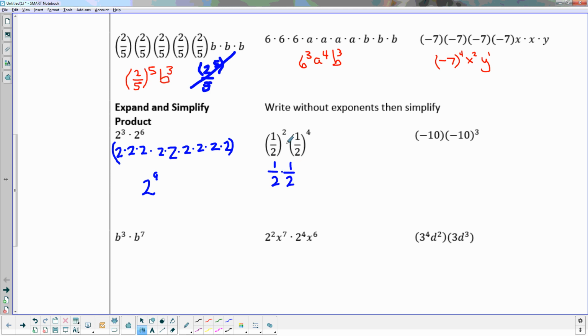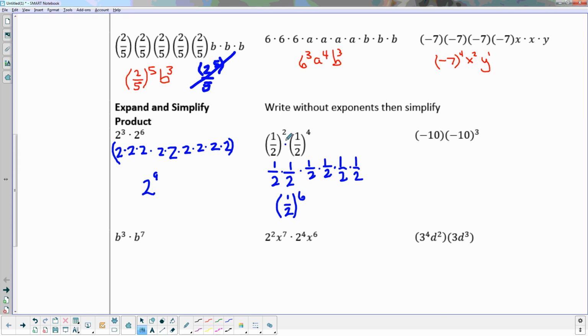And then what's going on in between here? Again, I have 2 parentheses next to each other. That means multiplication. And then I have 1/2 4 more times. So times 1/2 times 1/2 times 1/2. So there we go. Now I've got the 1/2 squared and the 1/2 to the 4th. So that being said, how many 1/2s do I have here? I have 6 of them. So I could write that as 1/2 to the 6th.